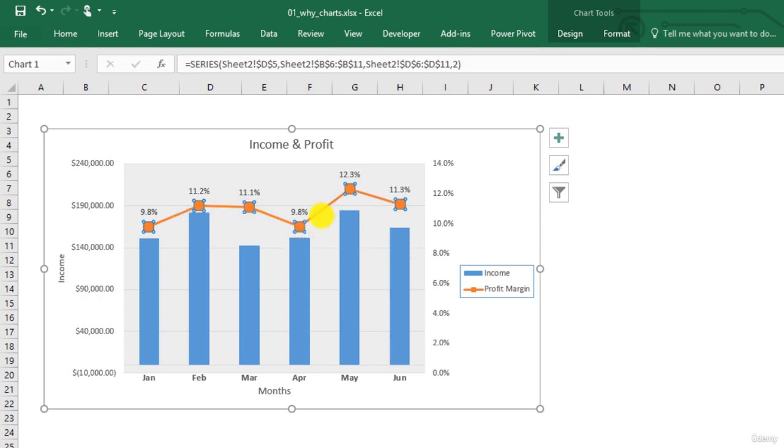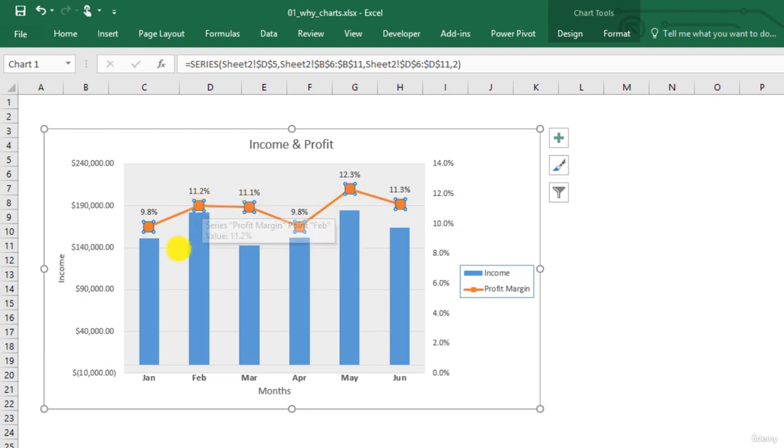This income and profit margin data is called a data series, and the individual values of these data series, such as this single bar or this particular marker, are known as data points. So remember, a data series is a combination of several data points.